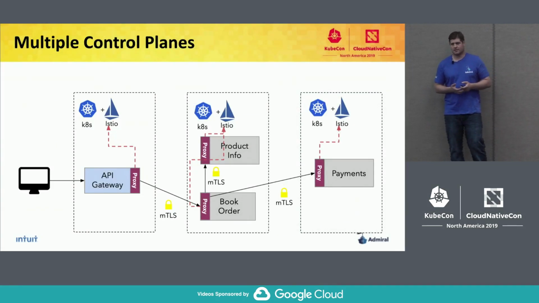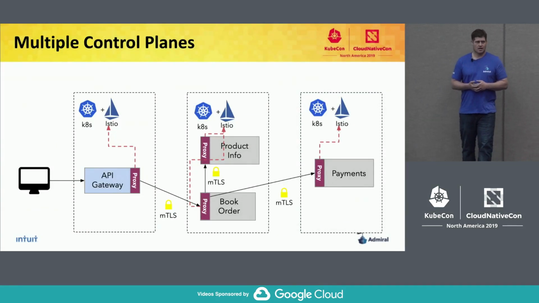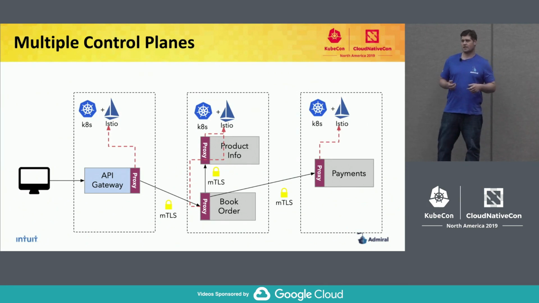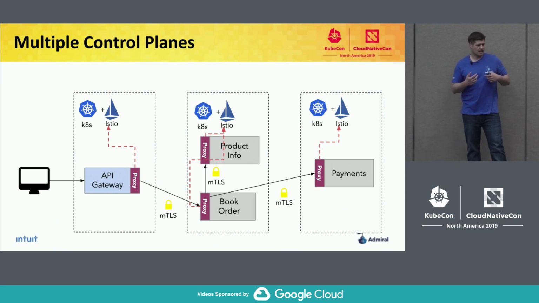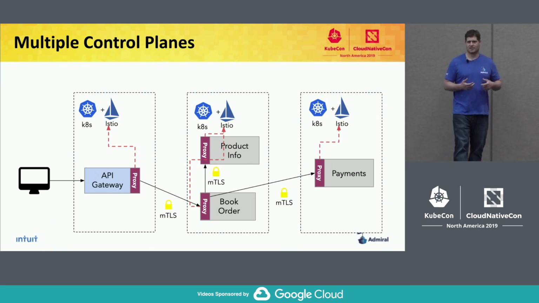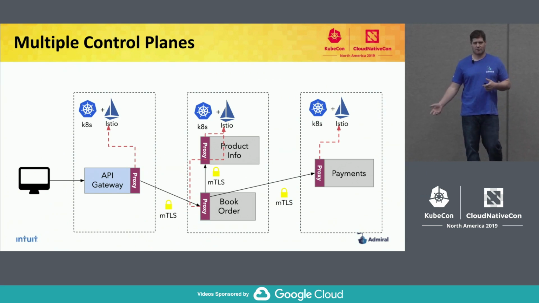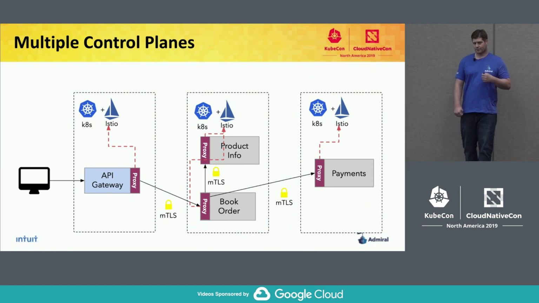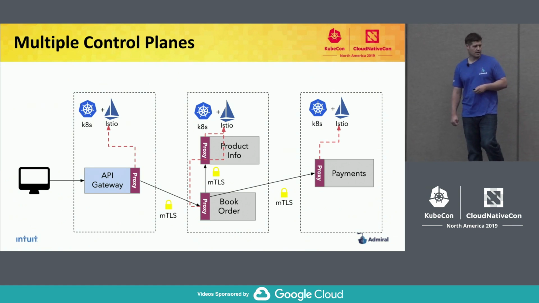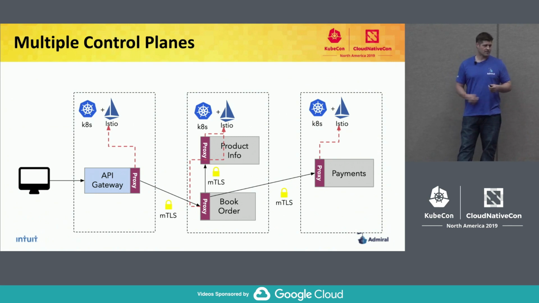But there's another option. So in this particular option is having multiple control planes. So this would be just deploying an Istio control plane along with every Kubernetes cluster that we have. So in this particular case, all of the proxies that are running within each one of these clusters can go and get their configuration from their local Istio control plane. And we can still get all of the same mutual TLS going in between the clusters themselves.